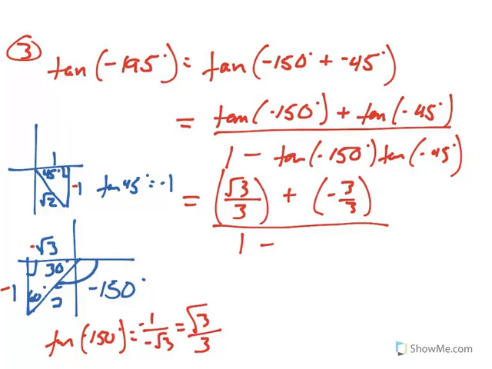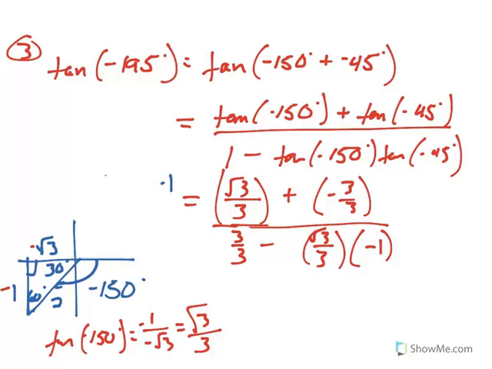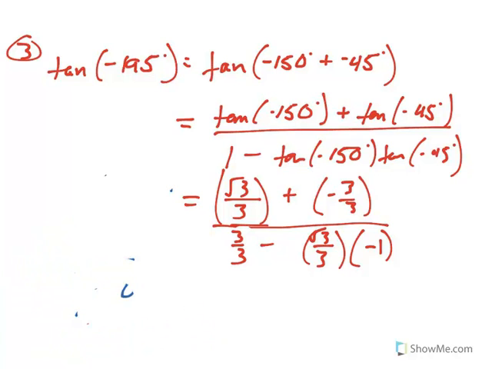Tangent of negative 150, once again, is square root of 3 over 3. Tangent of negative 45 is negative 1. I also don't want this 1 to be here when I could write it as 3 over 3. I'm going to get rid of my side work. On your homework, don't get rid of your side work. I'm just removing it because it's in the way, which tells you when you do your side work, don't write it so it's in the way.